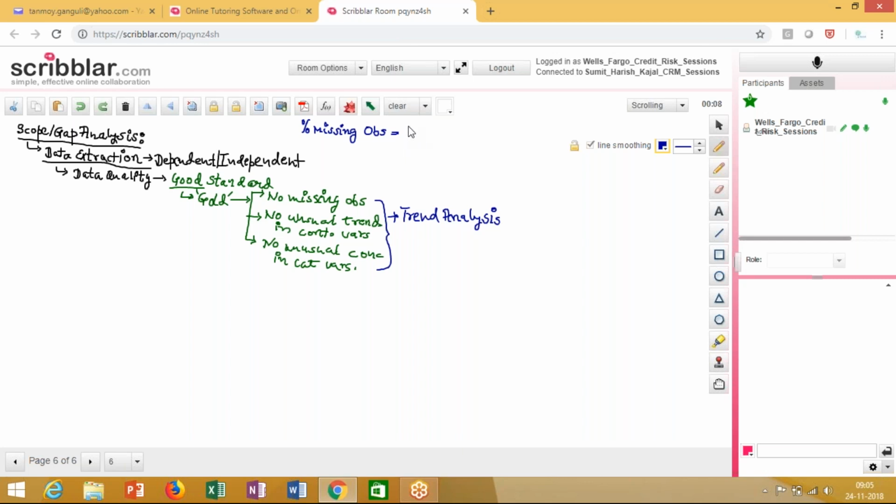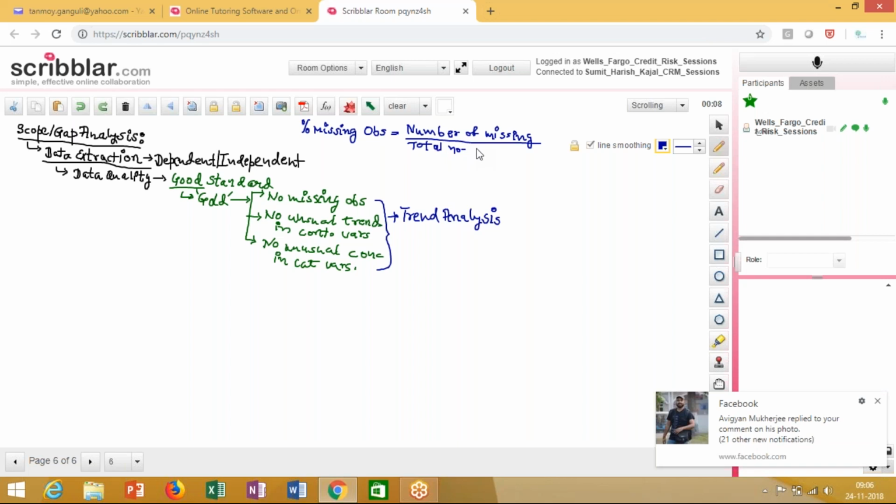When I say percentage of missing observations, it gets defined like this: the number of missing observations divided by the total number of observations.